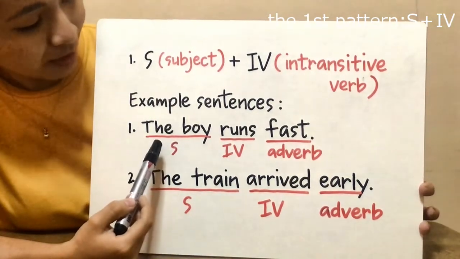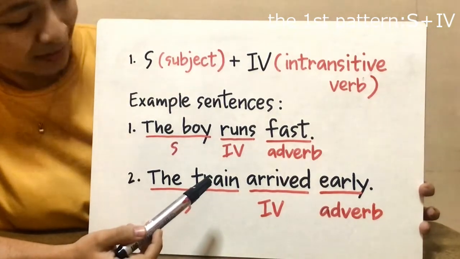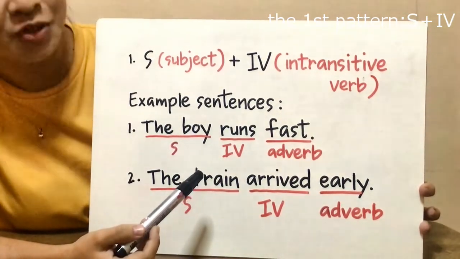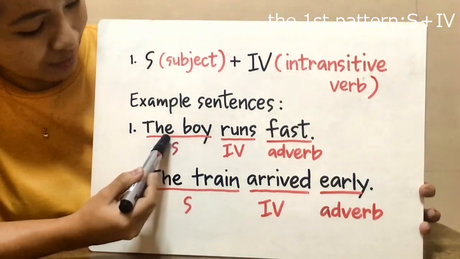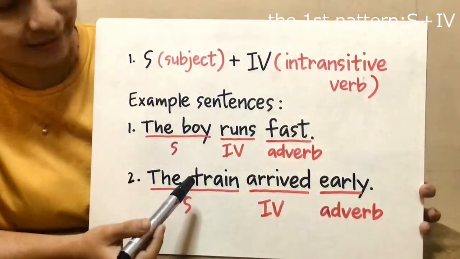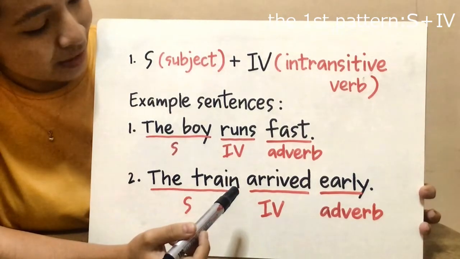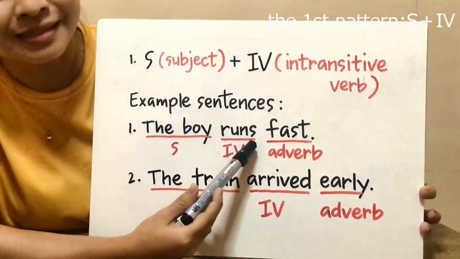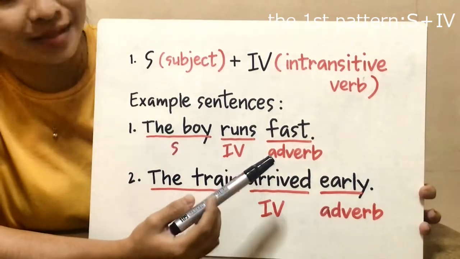The boy runs fast. The subject is the boy, so I put a red line underneath this phrase. Next, our intransitive verb is runs. It means it doesn't need any object.